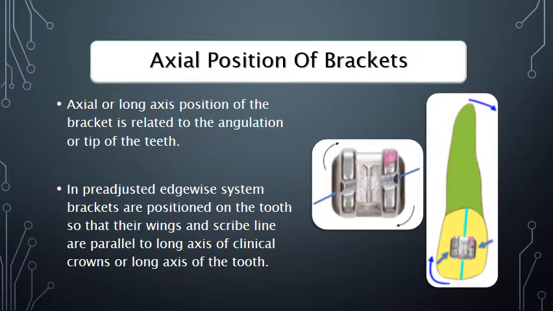Axial position of the brackets. Axial or long axis position of the bracket is related to the angulation or tip of the teeth. In the pre-adjusted edgewise system, brackets are positioned on the tooth so that their wings and scribed lines are parallel to the long axis of the clinical crowns, or the long axis of the tooth.